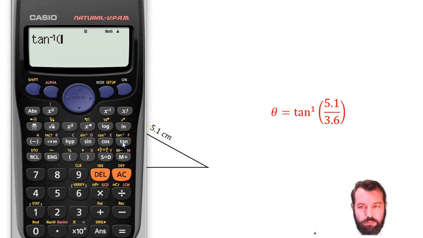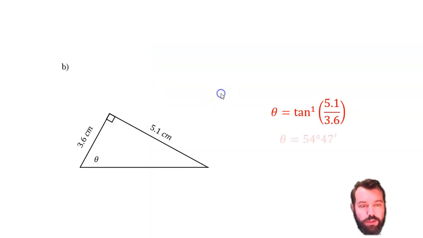Inverse tan, so shift tan, of 5.1, and I can just use the divided by here as well. That works just the same. 3.6, close my bracket, equals 54.7824. But I want it to the nearest minute, so I press my degrees, minutes, seconds button. I get 54 degrees, 46 minutes, 56 seconds. Again, it's plain to see that that's going to round up to 47 minutes. So 54 degrees, 47 minutes is the answer that we're after there.